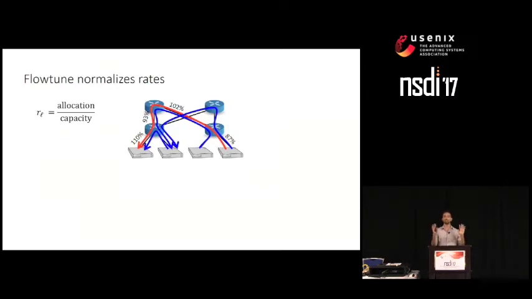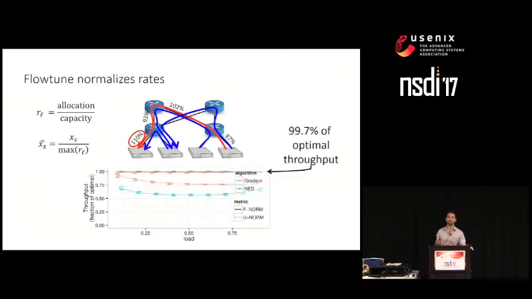Then the normalizer scales each flow by 1 over the maximum ratio. So in this case, 1 over 110% for this flow. This ensures that there is no queuing and packet drops, and is able to achieve 99.7% of optimal throughput.